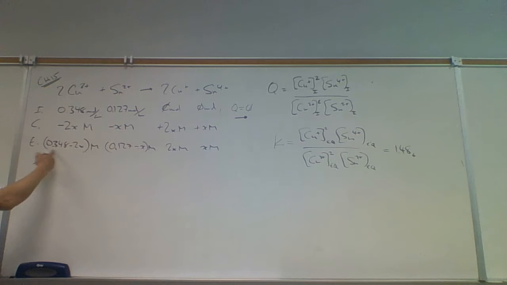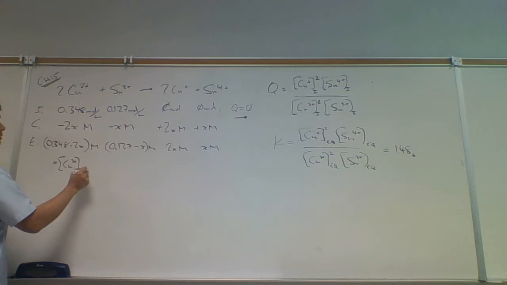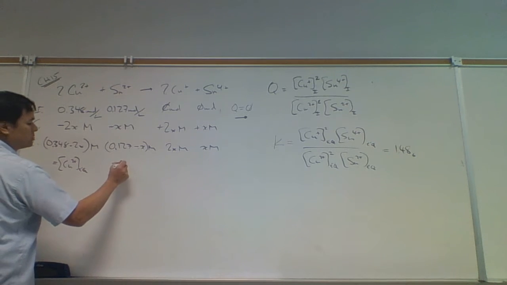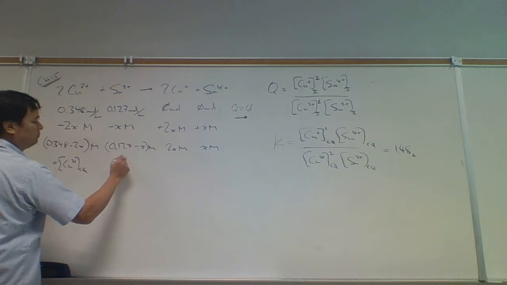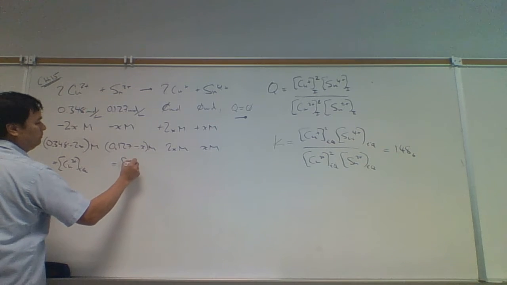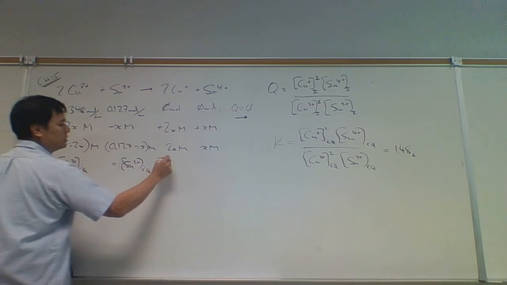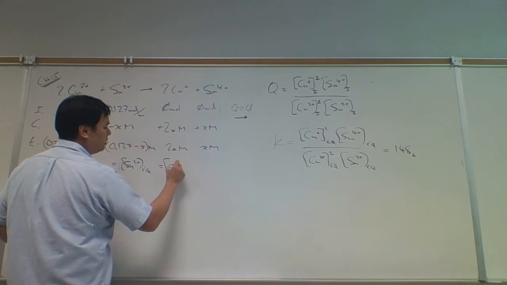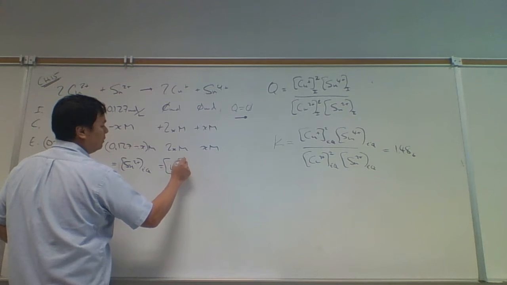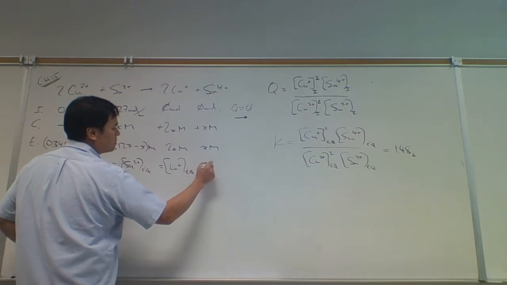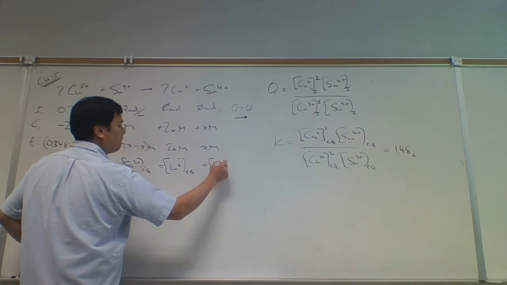And I know that these have to be the equilibrium concentrations. So this is going to be the equilibrium concentration of copper 2. This is going to equal the equilibrium concentration of tin 2. This is the equilibrium concentration of copper 1. And this will be the equilibrium concentration of tin 4.